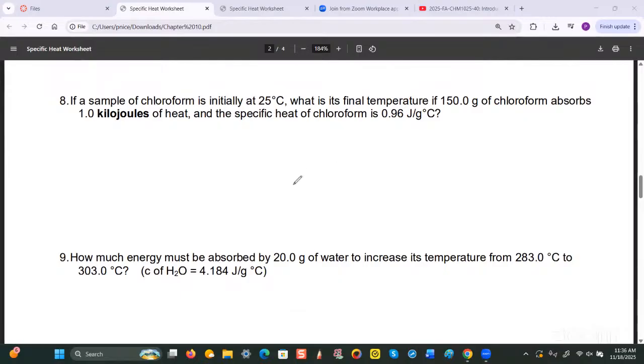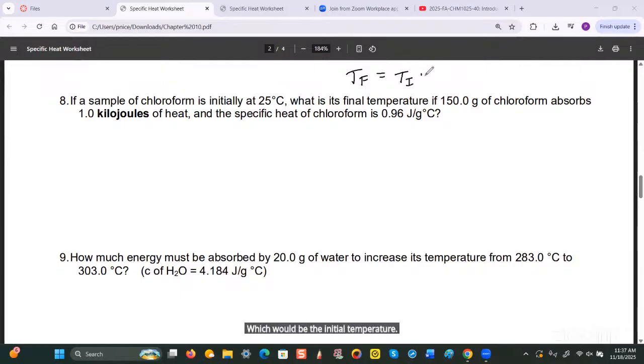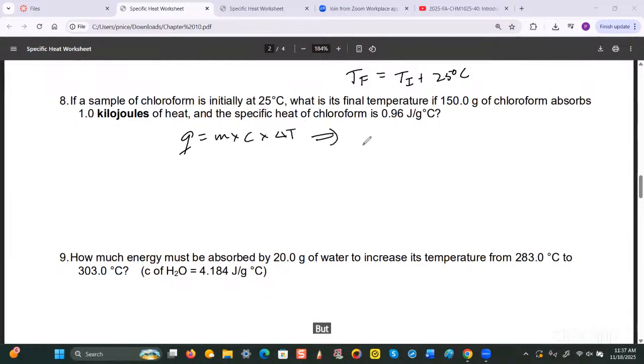The change in temperature plus 0.1. Okay, all right, that's good. You're absolutely right. Basically, the question is asking for the final temperature, which would be the initial temperature plus the change in temperature. Okay. So, what would you do next? Q equals M times C. Q is equal to M times C times delta T, right? But I would arrange this into something else.